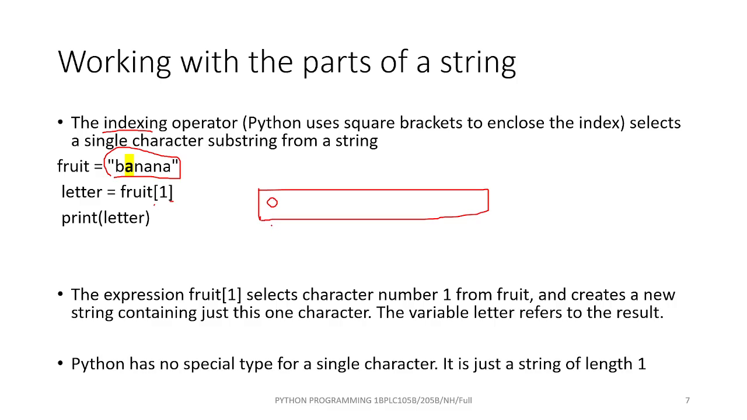At index 0, the character B is stored. 0 is the first index. 1 is the next index. A is stored. 2 is the next index. N is stored. 3 is the next index. A is stored. 4 is the next index. N is stored. 5 is the next index. A is stored. In order to access this N, I have to use this index.